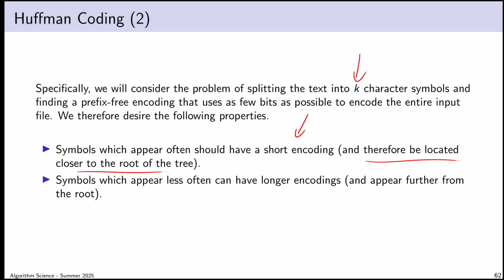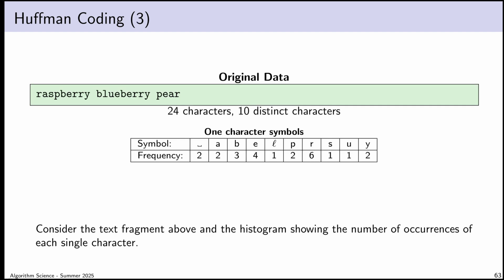I want it to be close to the root of the tree. If it doesn't appear very often, I don't mind if it has a longer encoding. I mean, obviously, in a perfect world, every symbol gets encoded into 1 bit, but that ain't happening. So instead, I'm happy to sacrifice some of the symbols that are rare for having to have some long encodings if in exchange I can have short encodings for the more common symbols.